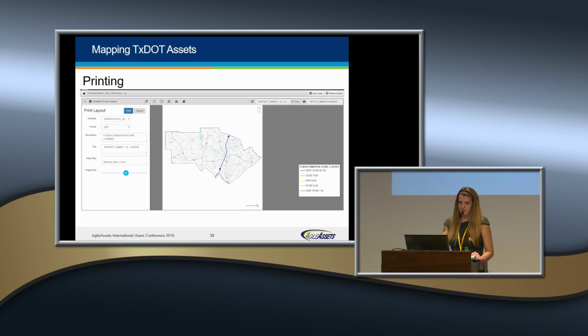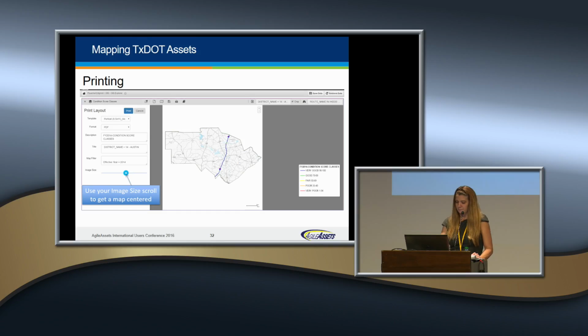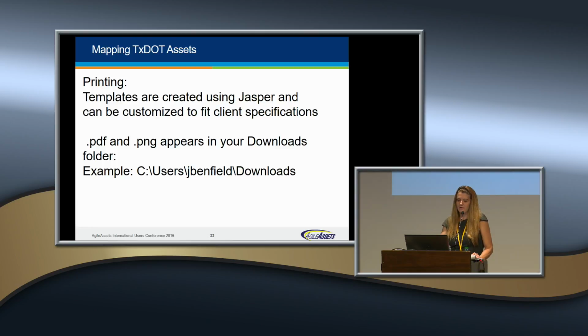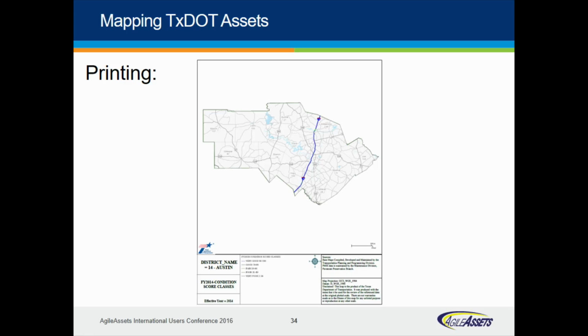For printing, I click on the print icon, and then it takes you to this print layout screen. It actually has a description, it'll come with the legend, and you can use your image size scroll to get the map centered, and also the plus and minus at the very top right hand corner of the screen. The printing templates are created using Jasper and can be customized to fit client specifications. It comes in a .pdf or a .png and appears in your downloads folder. If I printed this map I just created, this is the template that printing would print out.